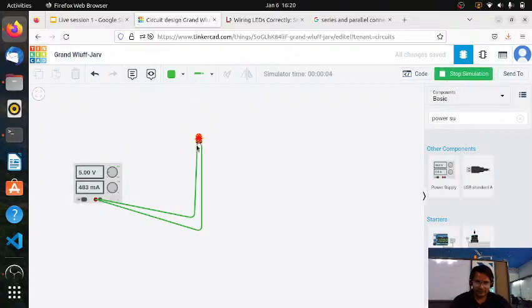So here you can see the LED is burst, LED is fused. You can see LED is fused because we are applying 5 volt and there is no resistor. It means LED doesn't need 5 volts, so let's decrease this voltage.